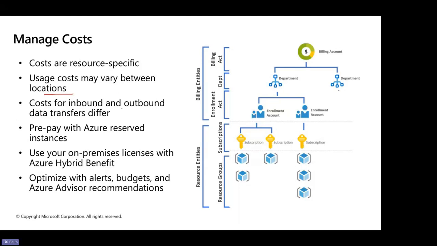Costs for inbound and outbound data also differ. What do we mean by inbound and outbound data? Data coming into Azure is inbound, and data going out of Azure is called outbound. From this to this, then from here, we are going out to the internet, for instance, to the general internet. This is outbound and this is inbound, coming into Azure.